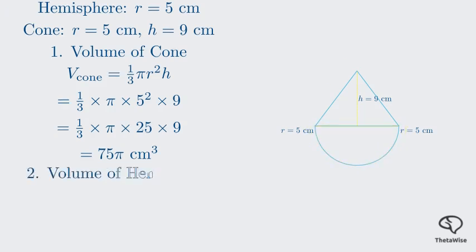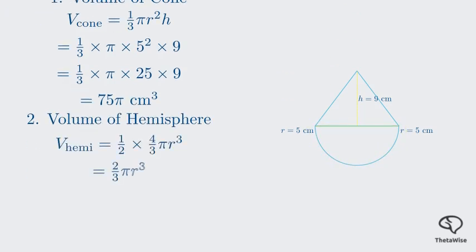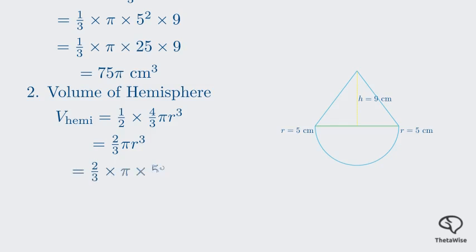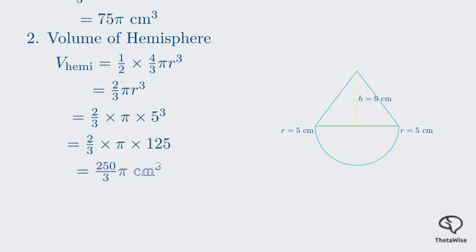Next, let's calculate the volume of the hemispherical section. The formula for the volume of a sphere is 4/3 pi r cubed. Since we have a hemisphere, we take half of this. So the formula is 2/3 pi r cubed. Substituting the radius of 5 centimeters, we get 2/3 pi times 5 cubed. That's 2/3 pi times 125, which gives us 250 over 3 pi cubic centimeters.